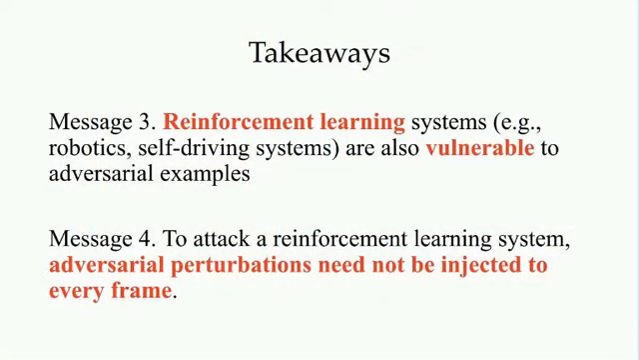Okay. So this Pong game is just a simple example that we want to demonstrate. But more importantly, we want to demonstrate that this kind of reinforcement learning system, which is heavily used in, for example, robotics and self-driving systems, is also very vulnerable to these adversary examples. And also, to attack these systems, we don't even need to inject adversary examples into every frame, but we can inject them sparsely, for example, every 10 frames or even every 20 frames, right?